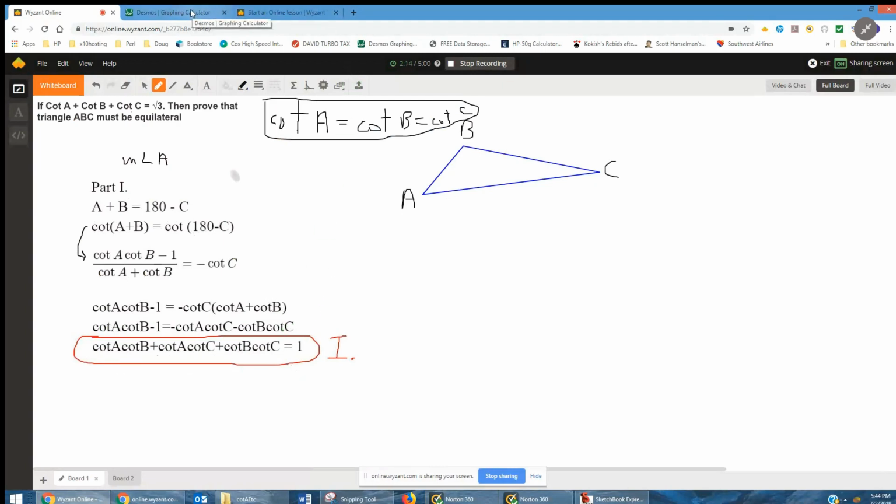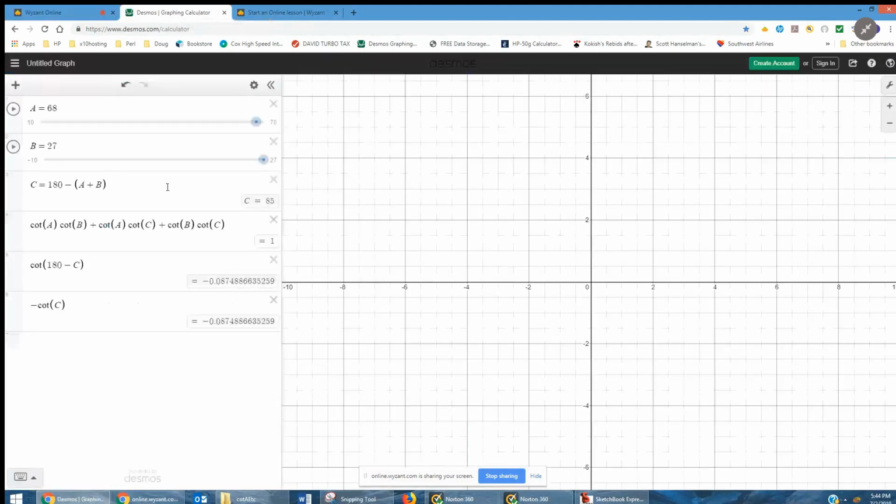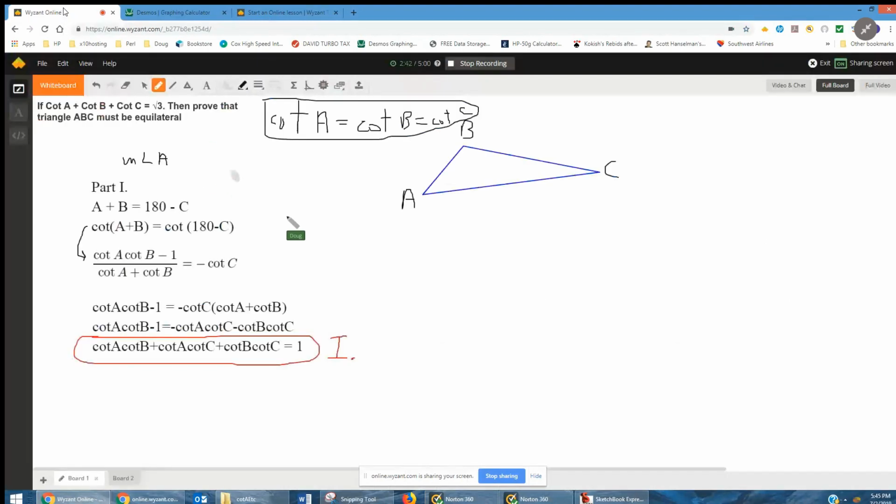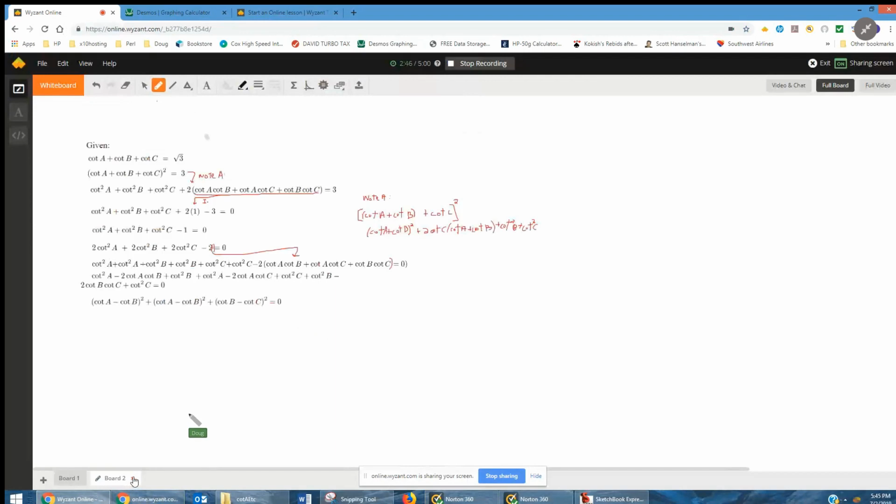And just to convince yourself that that identity is always true, here I am on Desmos where I labeled some angles A, B, and C, and I've typed in that identity, and you can see it's 1, and it doesn't matter what I do to these angles. That value is always equal to 1. And here's the cotangent of 180 minus C is always equal to the opposite of the cotangent of angle C. Okay, so let's go to board 2 and we'll talk through this ugly looking proof.